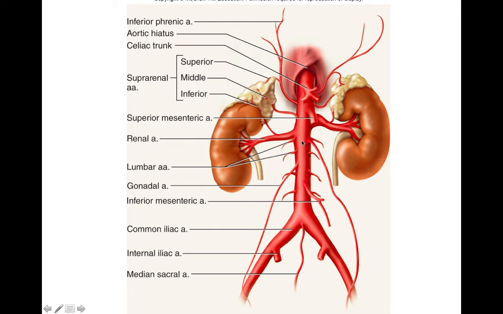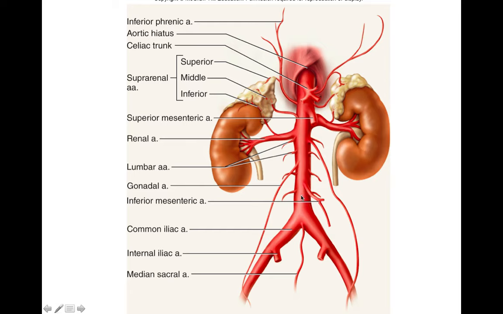As you head down, you see your gonadal arteries. So these would serve the ovaries or the testes. Here's right, and here's left. And then as you head down the aorta, here's another branch coming off of the anterior side, your inferior mesenteric. So here's superior, and then here's inferior mesenteric.